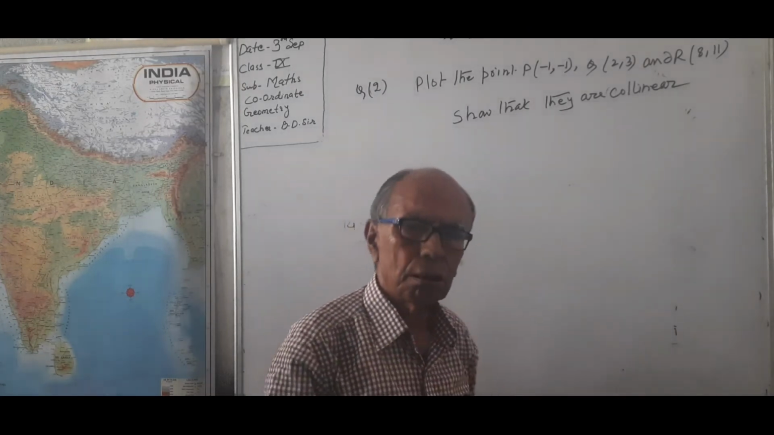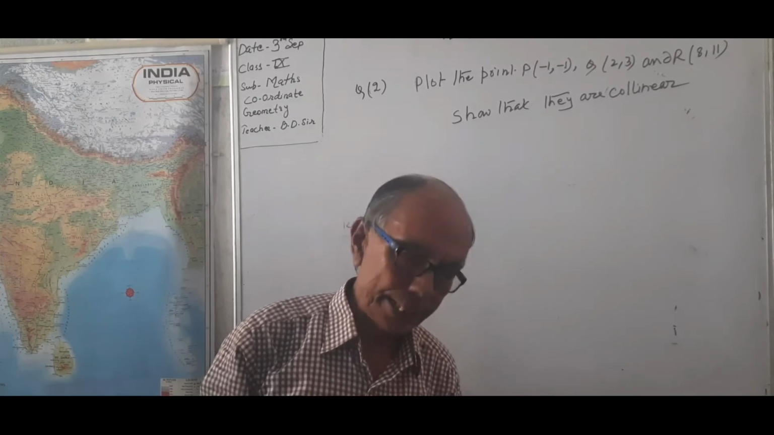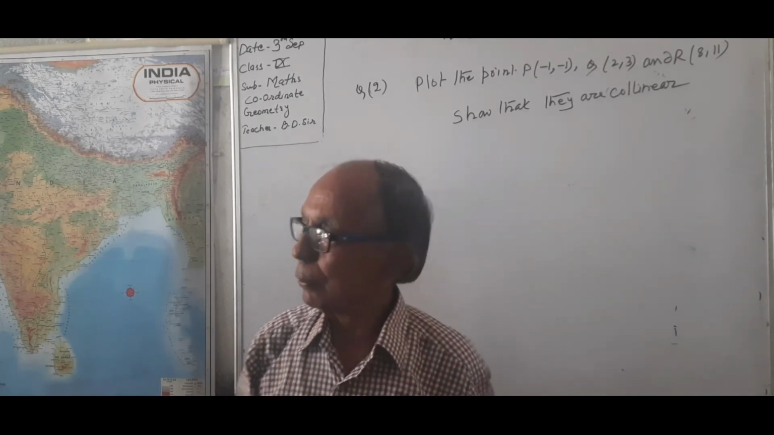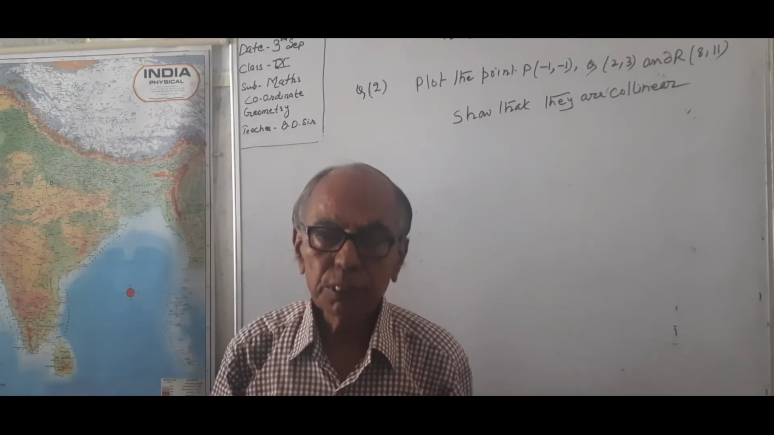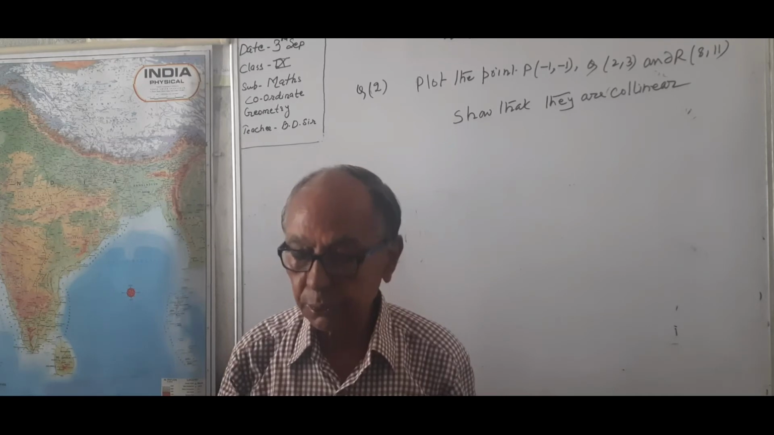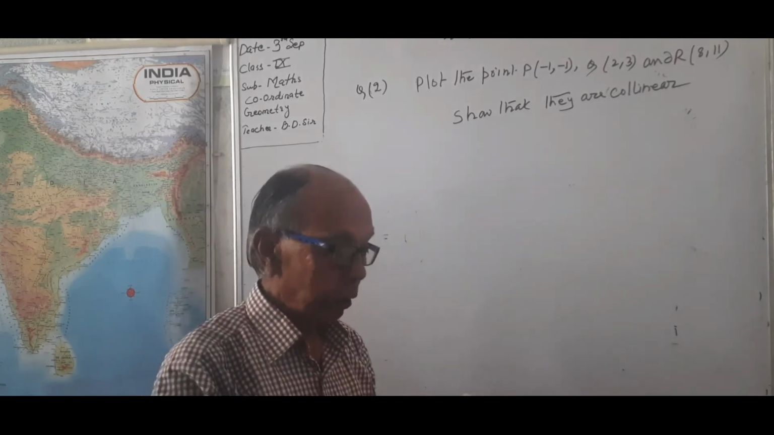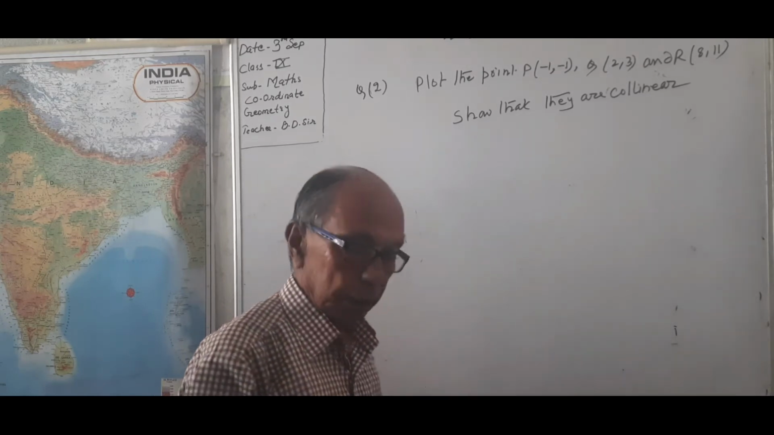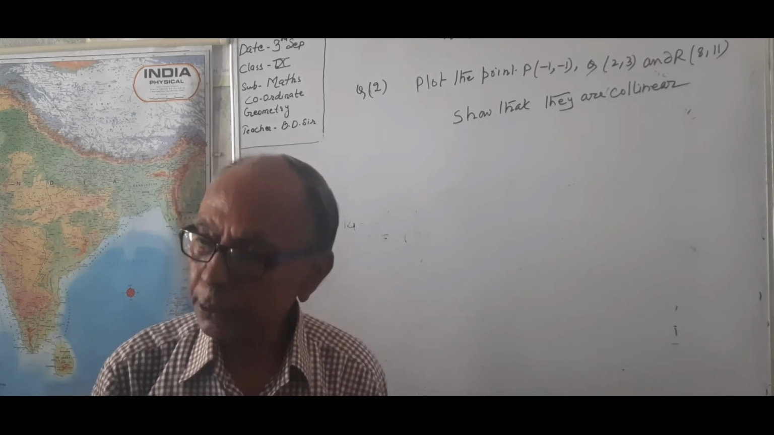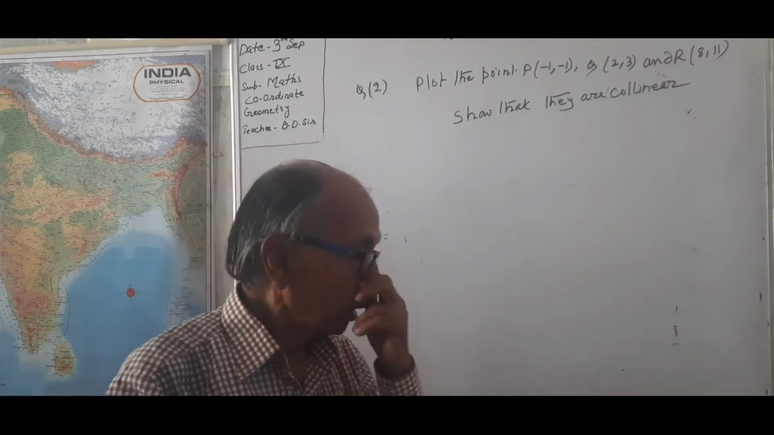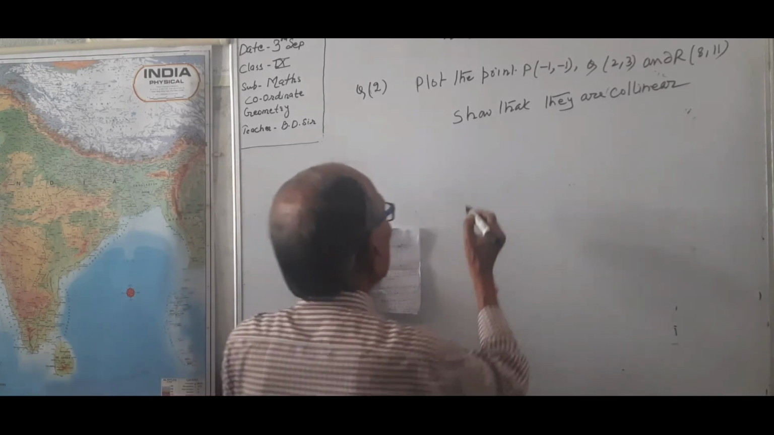Collinear means all the 3 points are on the same straight line. If 3 or more points lie on the same straight line, then these points are called collinear. First of all, we shall do the graph. If the examination graph paper is given, we have to do all the questions of coordinate geometry on the graph paper.